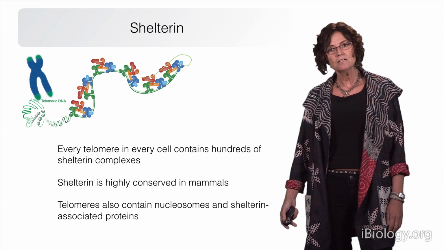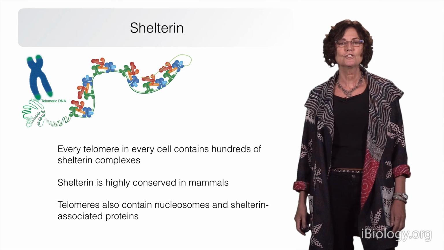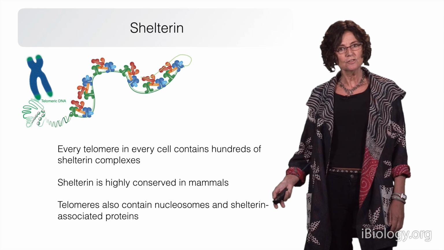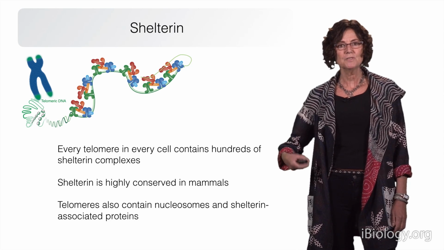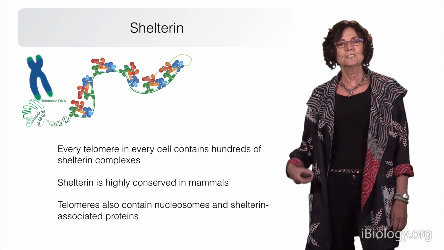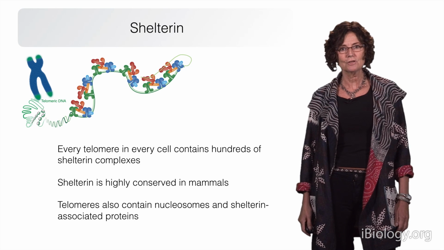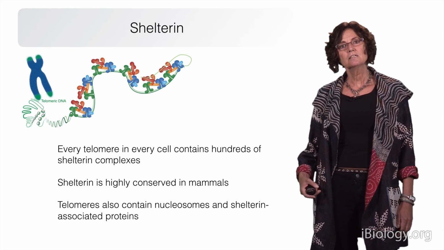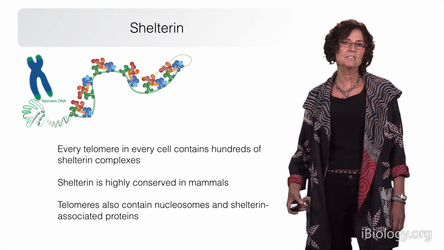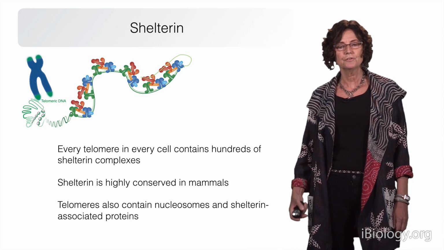Telomeres also contain other proteins that I never put in my slides because it's too hard to draw. They contain nucleosomal chromatin, so the telomeric DNA is wrapped up into nucleosomes. You can understand more about nucleosomes if you listen to David Ellis's talk. And telomeres contain Shelterin accessory proteins. These are proteins Shelterin recruits onto the telomere in order to fulfill its function.